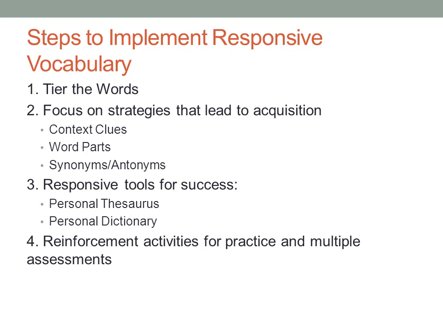There are 4 basic steps to implement responsive vocabulary. Number 1 is tier the words. Number 2, focus on strategies that lead to acquisition, which include context clues, word parts, and synonyms and antonyms. Number 3, the use of responsive tools for success, such as a Personal Thesaurus and Personal Dictionary. And number 4, reinforcement activities for practice and multiple assessment.